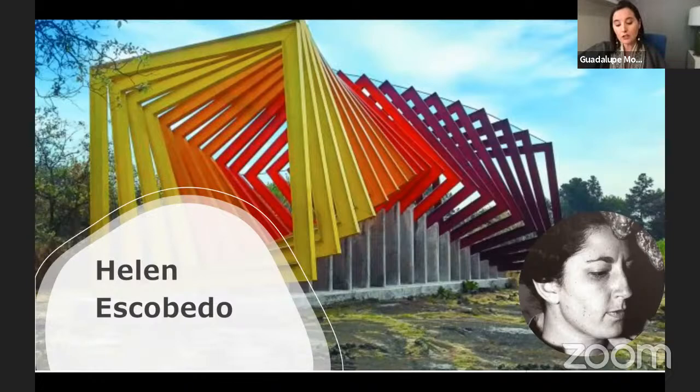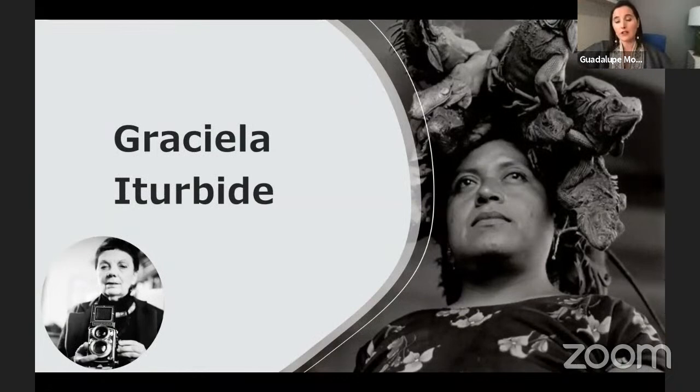She continued her craft work while she was in these positions, and she was very prolific. This work is called Cuatro, and it was built in the sculptural garden at the National Autonomous University in 1980. This is one artist that I really like very much, Graciela Iturbide.